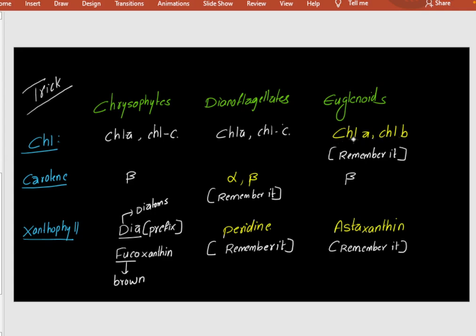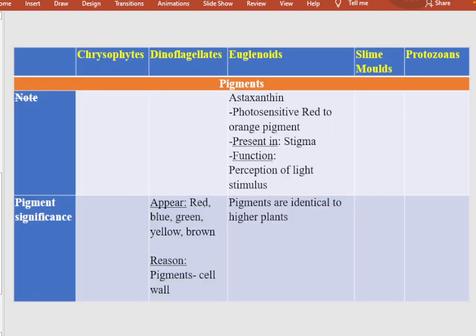What you should remember: chlorophyll A and chlorophyll B. No need to remember chlorophyll A and chlorophyll C. Here carotenes, alpha and beta. Remember it: here it is beta, here also beta. Other than that, dia will come, fuco will come, which is no need to remember. You just remember pyridine. One important piece of information regarding pigment is astaxanthin, which is also just for your information.